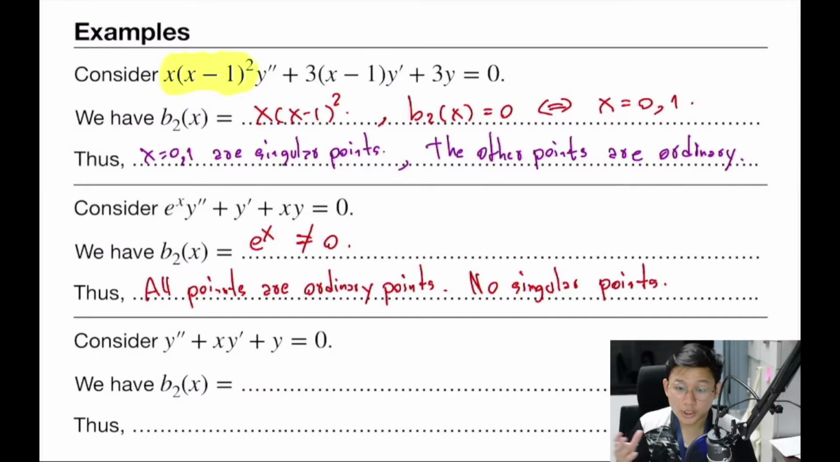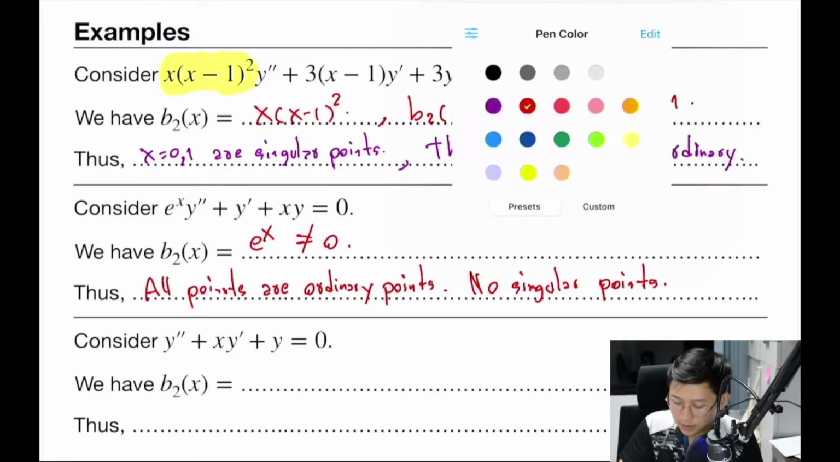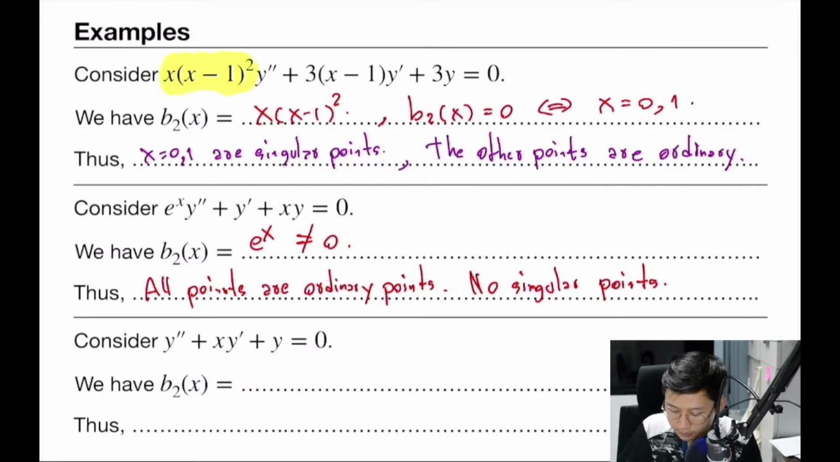Okay, all points are ordinary and no singular points. Good. Y double prime plus x y prime plus y. This means that your b2 of x is 1, right? Because the coefficient of y double prime is 1, which means that it is never 0. It can't be 0, right? 1 can't be 0 for any x, right?